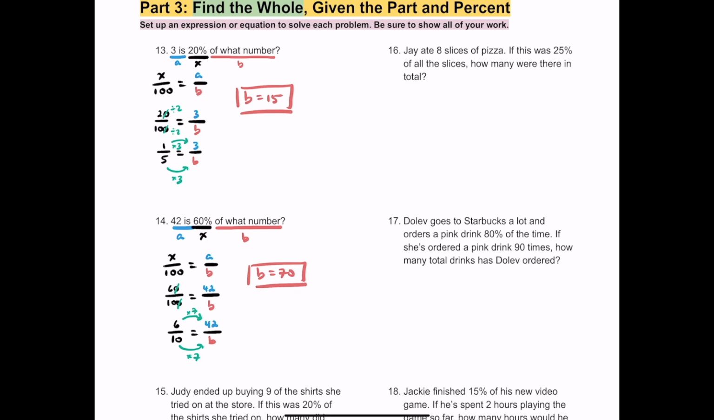Moving on to number 15. It says Judy ended up buying 9 of the shirts that she tried on at the store. If this was 20% of the shirts that she tried on, how many did she try on? Okay, so let's see. Our percent proportion is x to 100 is equal to a to b. Right away, the percent, we know that's going to be x, so x is 20.